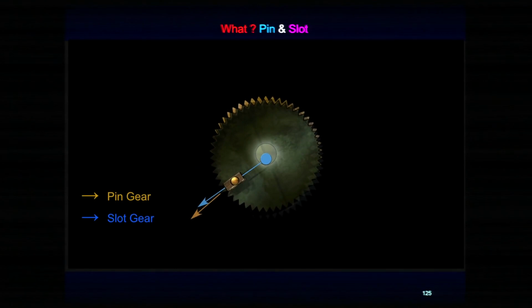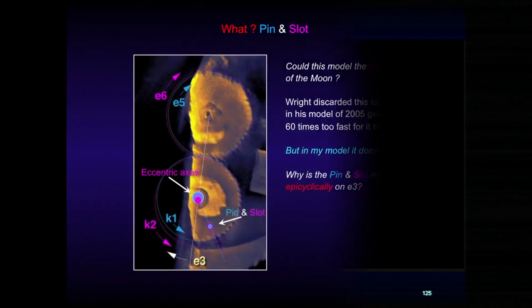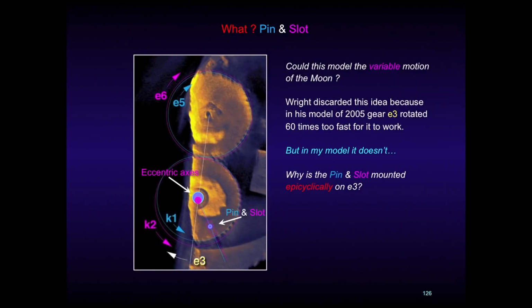Notice that in this fixed axis situation, the period of rotation of the slot gear is the same as the input period, the sidereal month. And I'll come back to that. So going back to our actual mechanism, the key question was, could this model the variable motion of the moon?